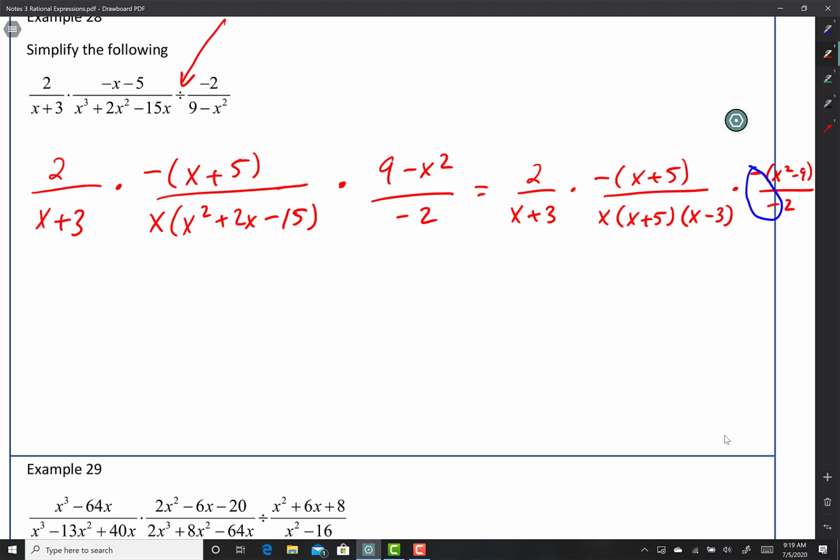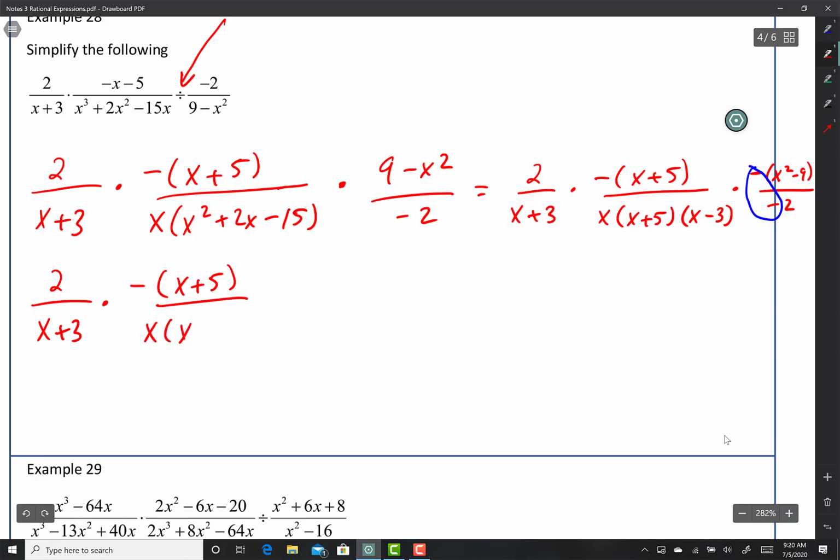All right. So now, let's go ahead. I'm going to expand one more time. 2 over x plus 3. And no, I'm not insulting your intelligence, guys. You guys can go ahead and take shortcuts. It's not a big deal. Negative in the front, x plus 5 over x parenthesis x plus 5, x minus 3. Dot. I'm not going to write the negative anymore. The top is the difference of squares. So I'm going to write it as x plus 3, x minus 3 over 2.